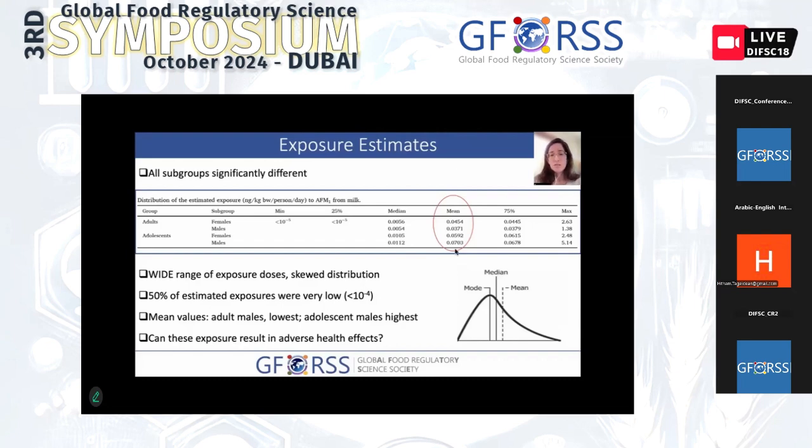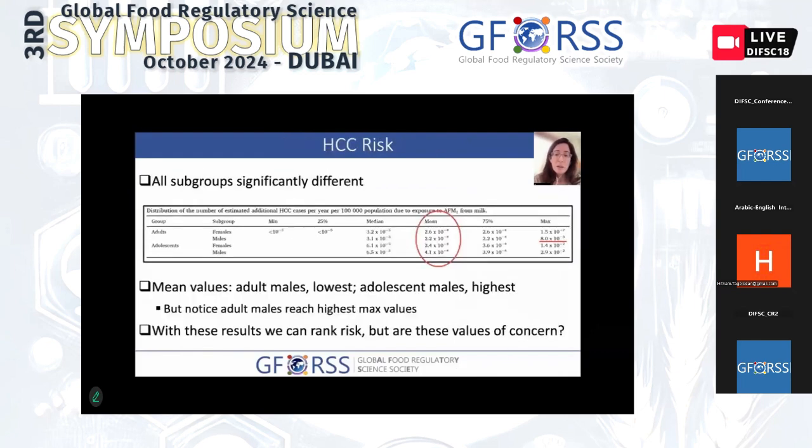But let's say we look only at the means. We see that adult males face the lowest exposure doses and adolescent males the highest. So all that is great. We have numbers for our exposure doses, but the important question now is, can these exposure levels result in adverse health effects? Or, do we need to be concerned with these numbers? What do they mean? So to answer the question, we will use 2 approaches.